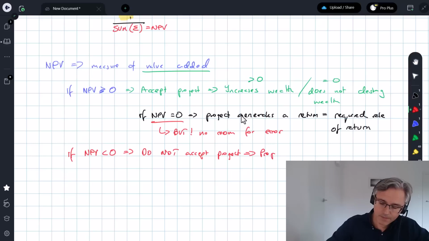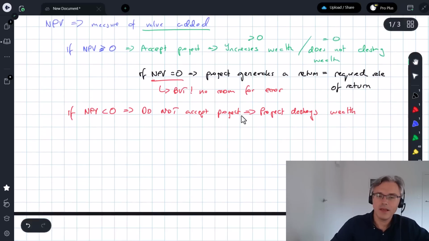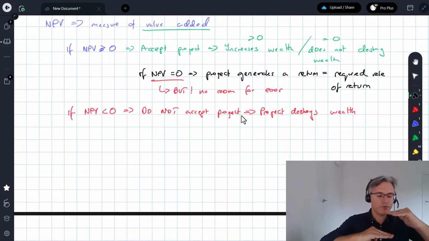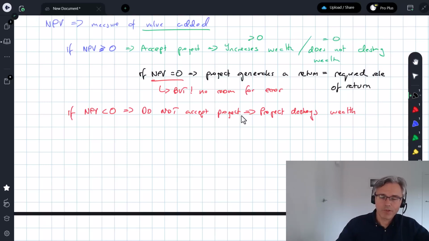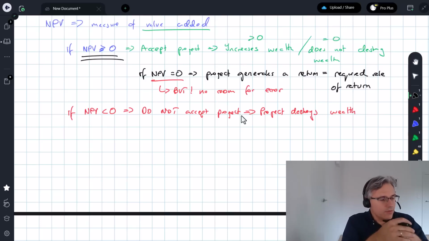So the project destroys wealth. Okay, it doesn't meet what's required from such projects. It doesn't get to the level of profitability or return as set by the required rate of return R. Now, this accepting projects whose NPV is above or equal to 0 is the primary financial criterion which we use in investment analysis.